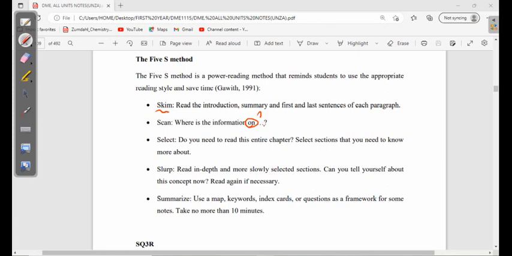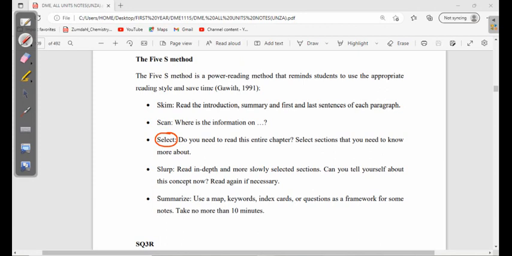After you do that, now you select. The first, skim, had to do with you just having a broad understanding so that you can know if you are going to select a text. Well, that's not surveying. Surveying is a bit more detailed. And then you scan, you look for specific information. When you find that specific information, you are now going to select. You are going to answer yourself whether you need to read the entire chapter or select only the sections that you know more about or are interested in reading.